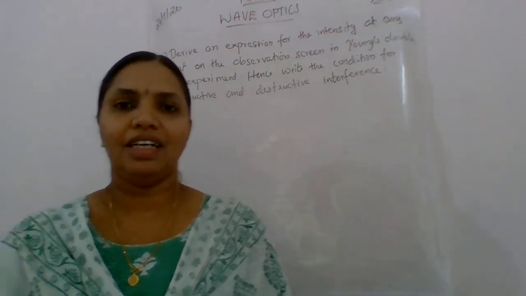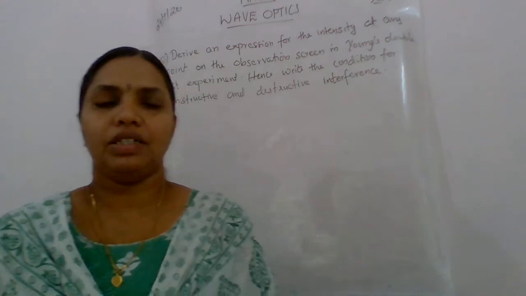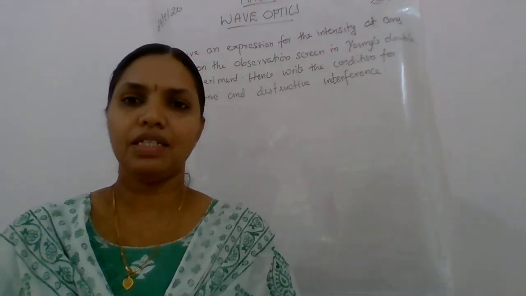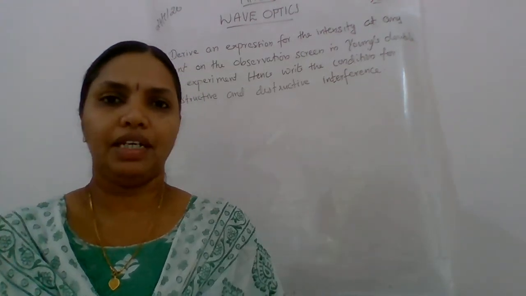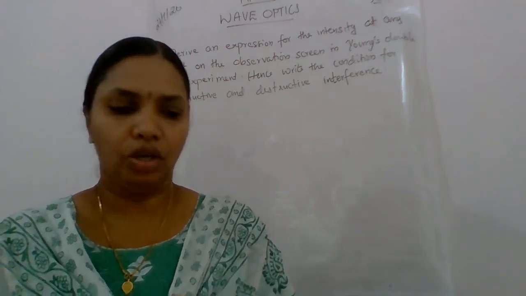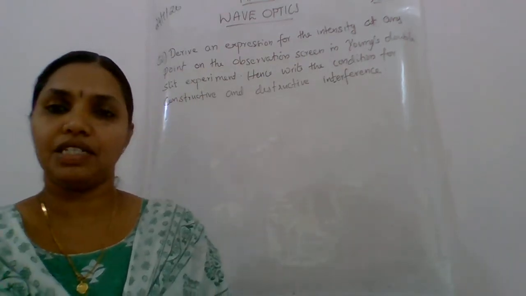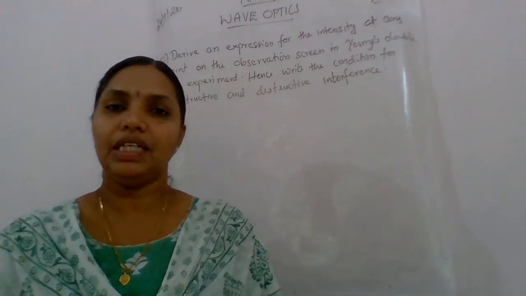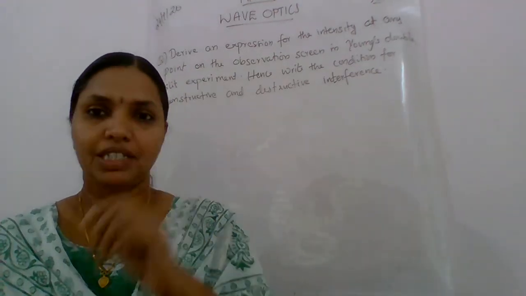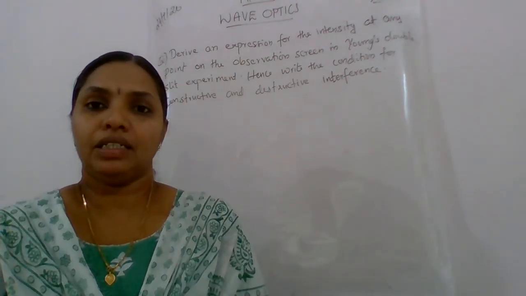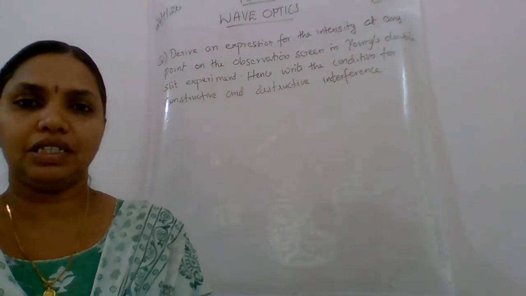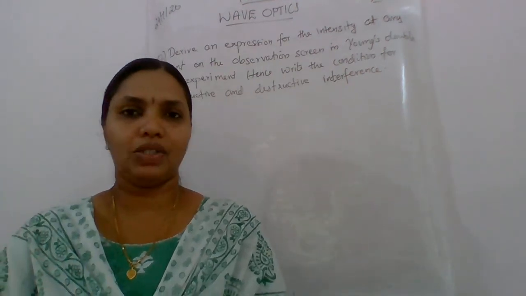Good morning, children. Let us move to the next topic of the chapter, wave optics. I hope all of you studied the last class topic, that is how the interference pattern is formed. What is interference? How is the interference pattern forming in Young's double slit experiment? We were discussing Young's double slit experiment.